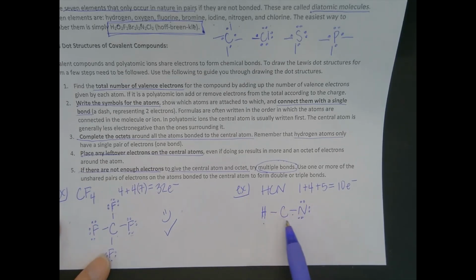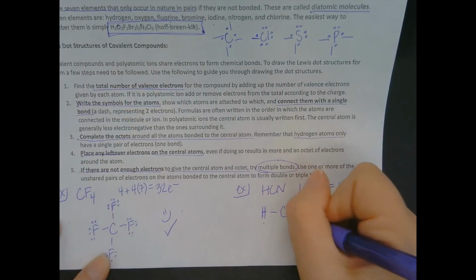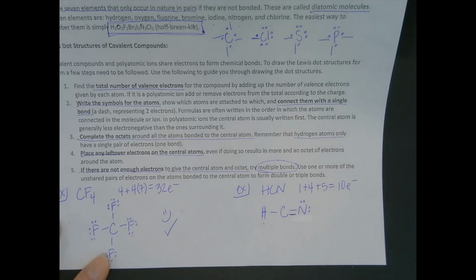Nitrogen is now good because it has 8, but is carbon happy? No. Okay, so this is when you start using multiple bonds because carbon is not happy and there's no more electrons to give. I've already used all 10 of them. So now we start taking electrons from the outermost and start putting them in a double or triple bond. So I'm going to take 1 pair of electrons from nitrogen and I'm going to make another bond. I just made a double bond between this carbon and this nitrogen. Okay? Do you see why I said pencil, pencil, pencil?